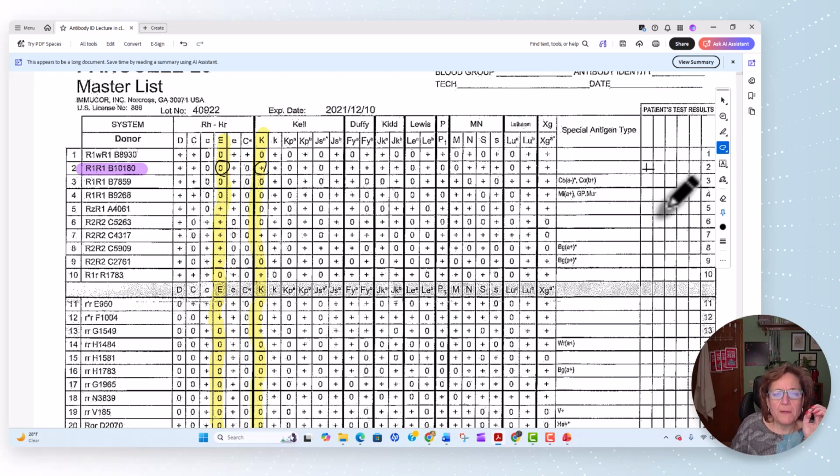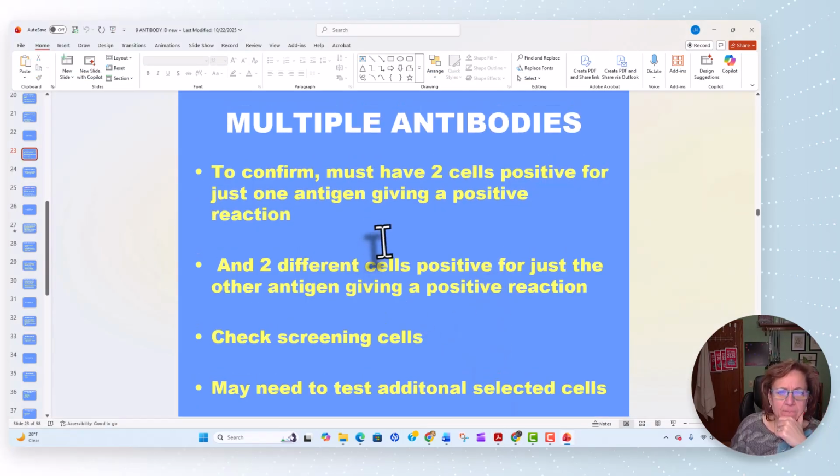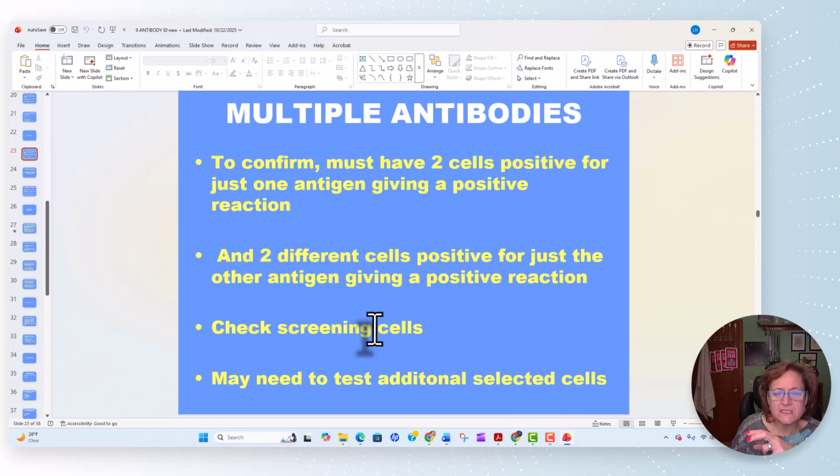So remember the rules. To confirm, we must have two cells positive for just one antigen giving a positive reaction, and two different cells positive for just the other antigen giving a positive reaction. So that's why we had to go back and we did check the screening cells. The screening cells didn't help us, so we tested the additional cells.